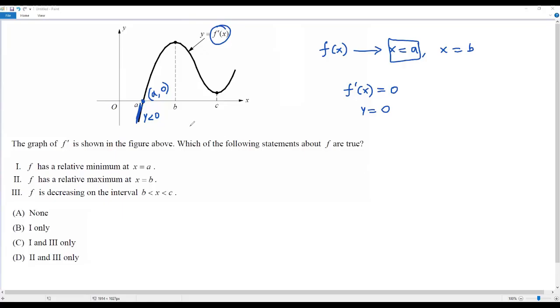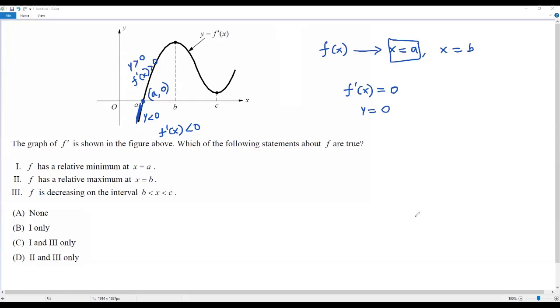Y is less than 0 means f prime of x is less than 0, because we know that y and f prime of x are equal. Since y is less than 0 below the x-axis, f prime of x is less than 0 on the left side of a. Now let's consider the values on the right side of a. We find the graph above the x-axis. Above the x-axis means y is greater than 0. That means f prime of x is greater than 0. Let me write it over here.